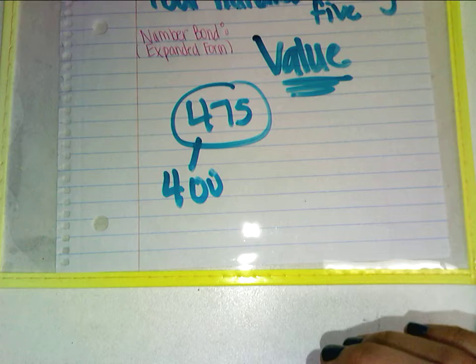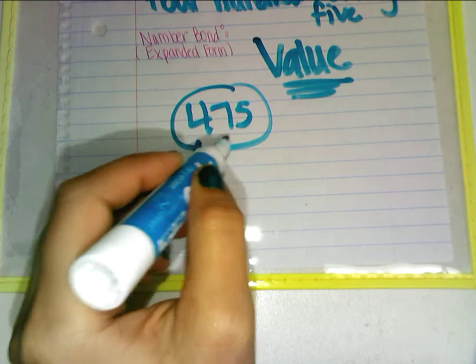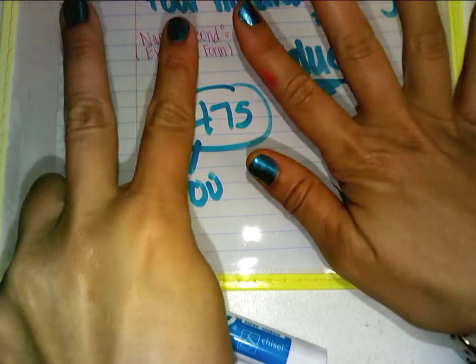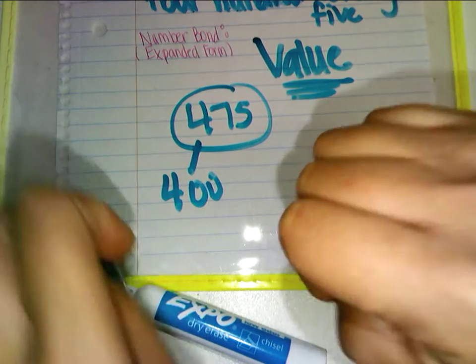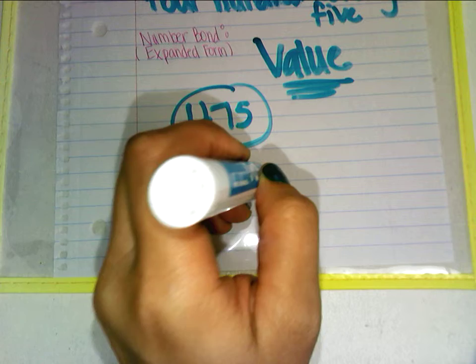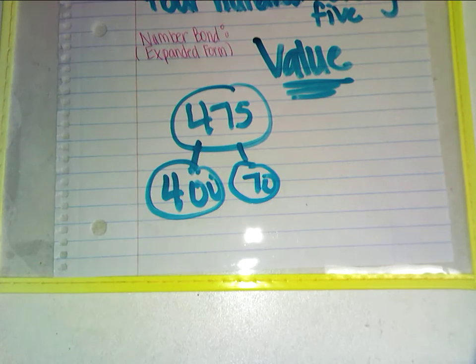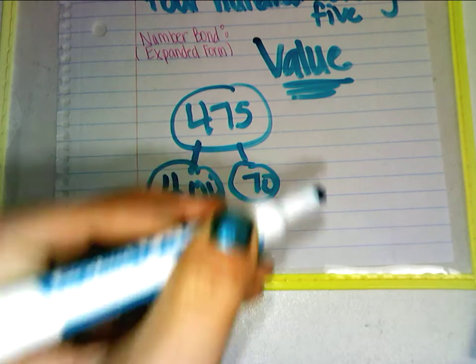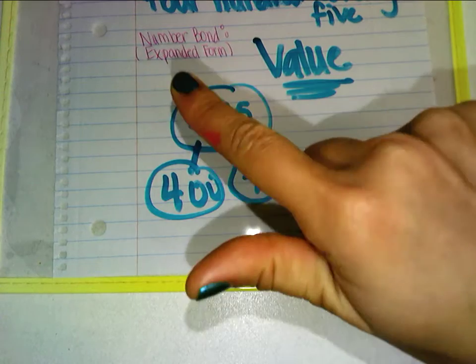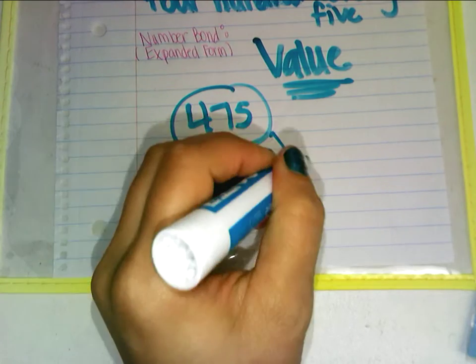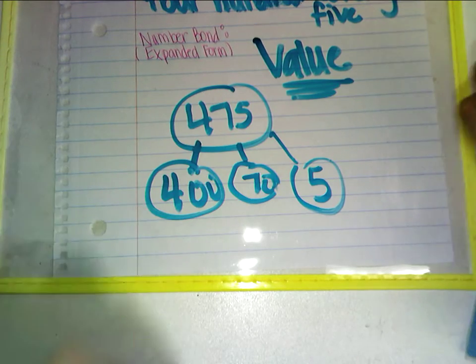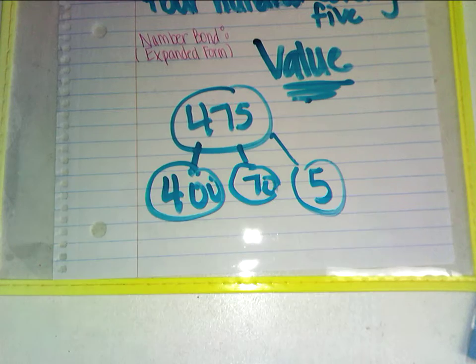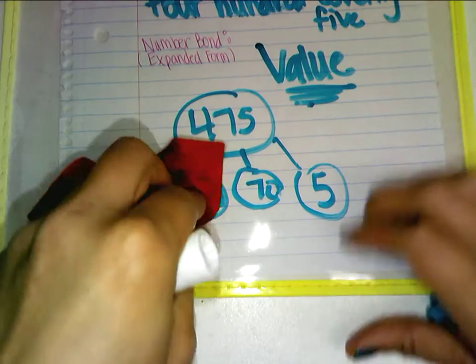Okay? And look at the tens. If a digit's in the tens, you count by tens. There's 7 of them. So you would count 10, 20, 30, 40, 50, 60, 70. And then look at the ones place. If a digit's in the ones, you count by ones. This should be easy. 1, 2, 3, 4, 5. And that is a number bond using expanded form, which you write the value. Okay? Let's try it one more time.